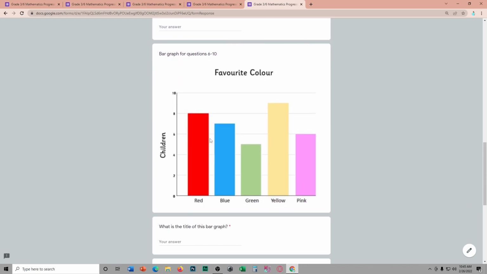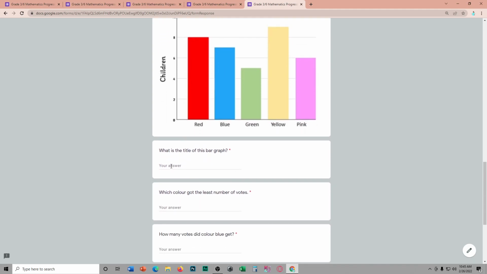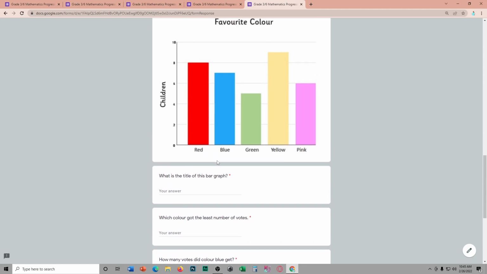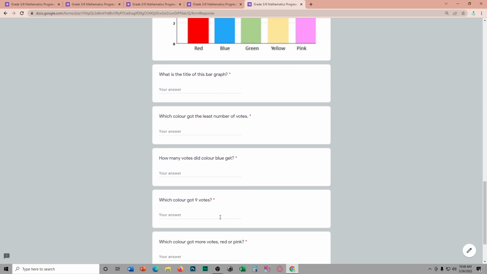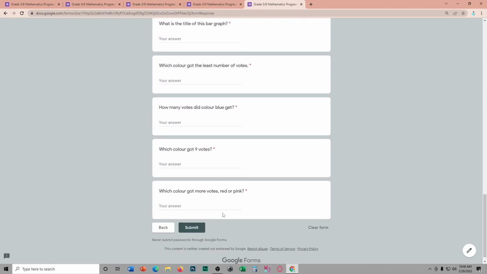For question 6 to 10, look at this bar graph. Number 1, what is the title of this bar graph? Next, which color got the least number of votes? How many votes did color blue get? Which color got 9 votes? Lastly, which color got more votes, red or pink?